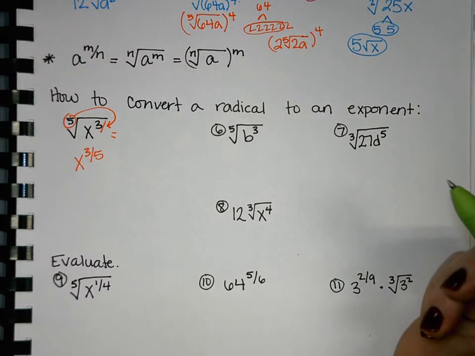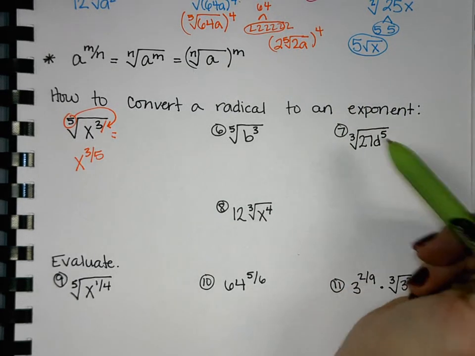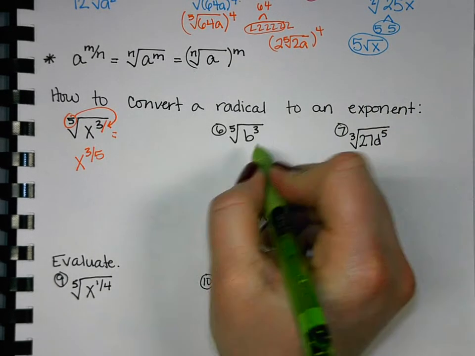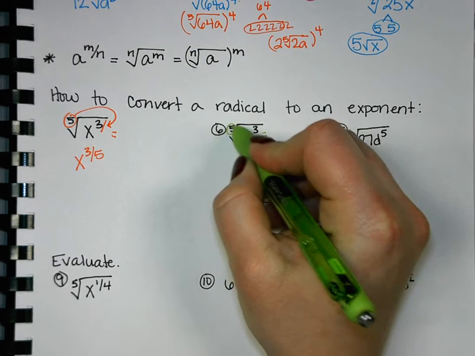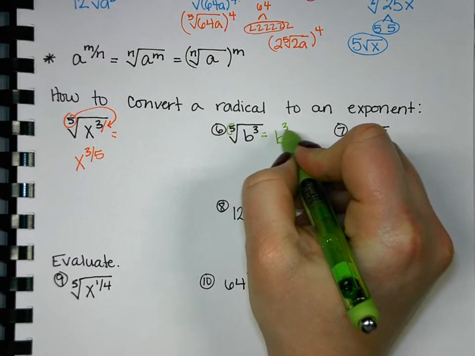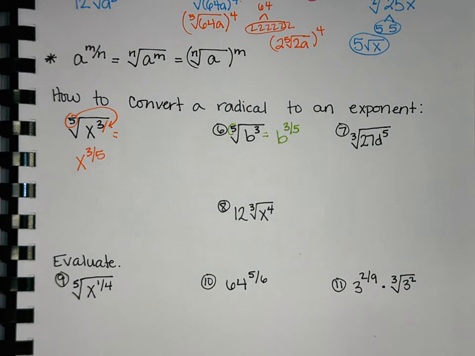So on number 6, what would that look like when we write it as an exponent? The 5 will come into our denominator, so b to the 3 over 5. Because it's a letter, we can't really do much more with it. So that would be our answer.